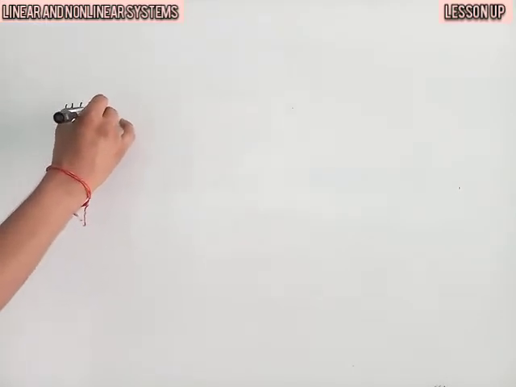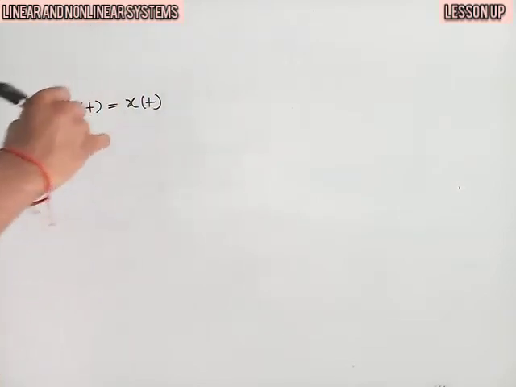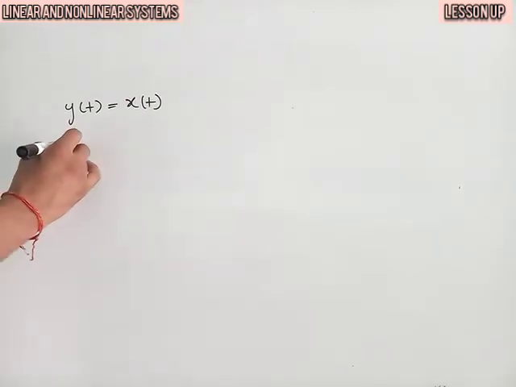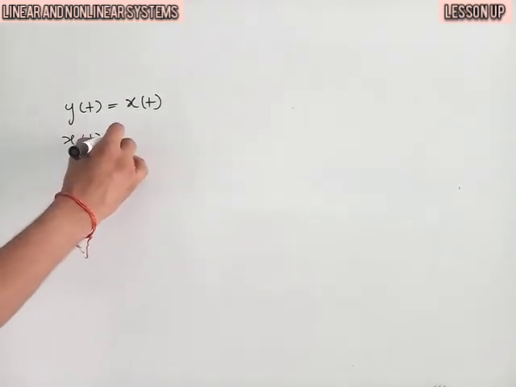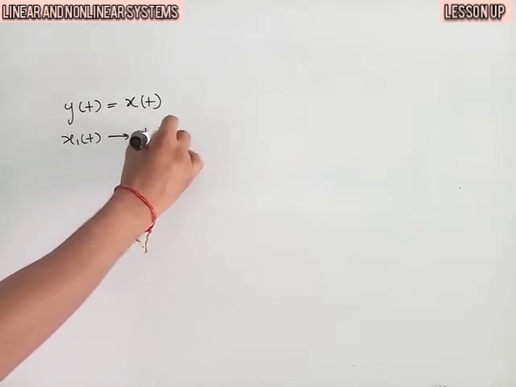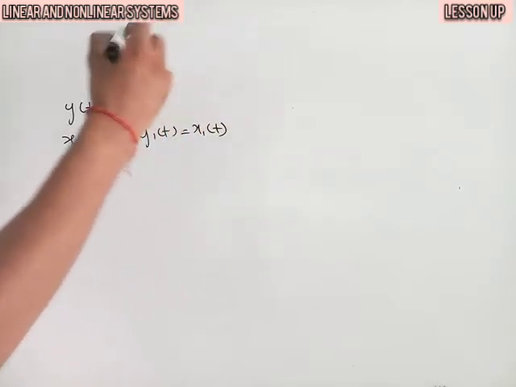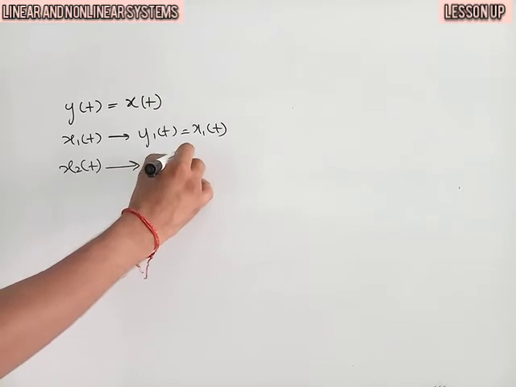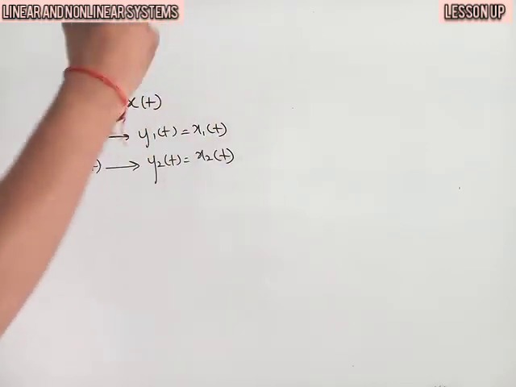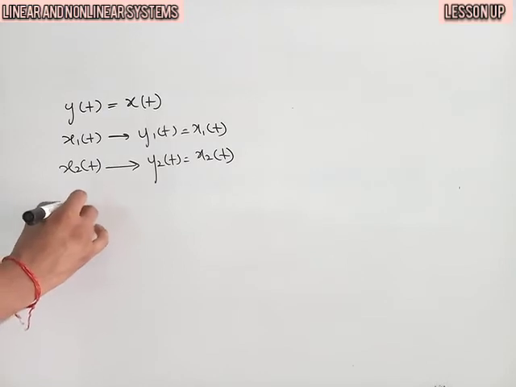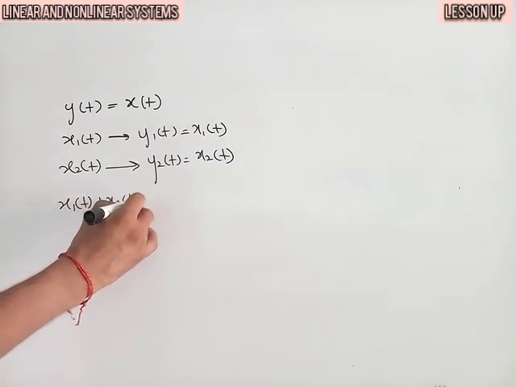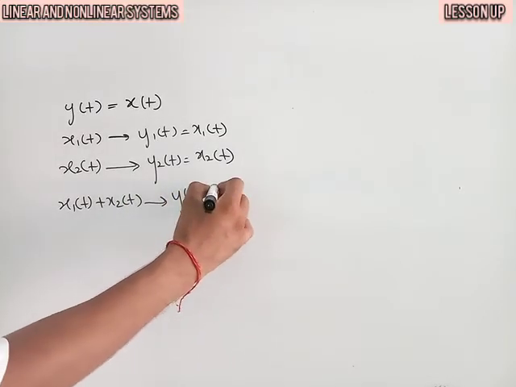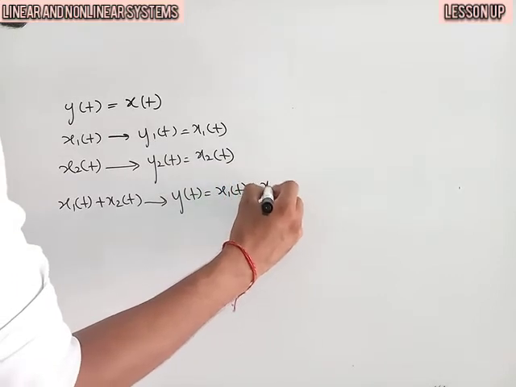Suppose y of t is x of t. I am writing a relationship between output and input. This is input, this is output. Now, if you give input x1 of t, you will get output y1 of t, which is equal to x1 of t. If we give input x2 of t, you will get y2 of t, which should be equal to x2 of t. And if we give both the inputs x1 of t plus x2 of t, we will get y of t, which should be equal to x1 of t plus x2 of t.